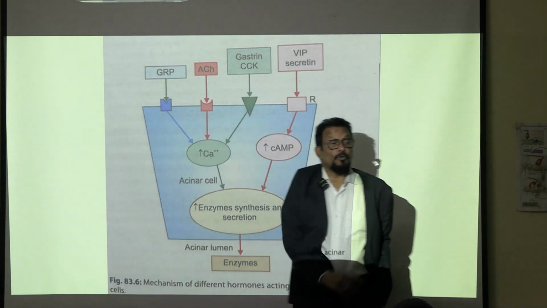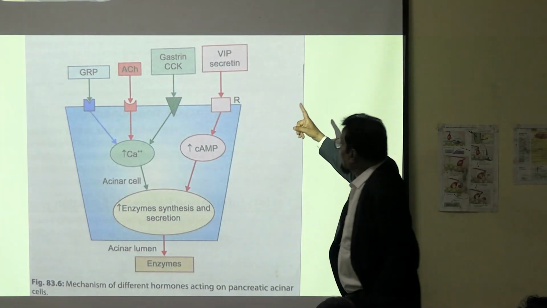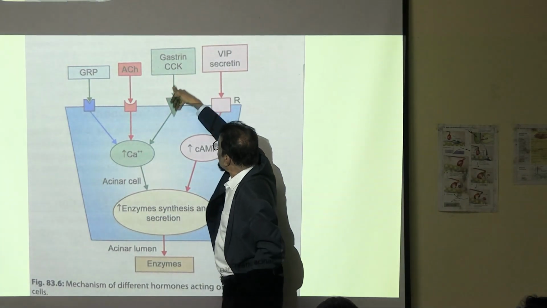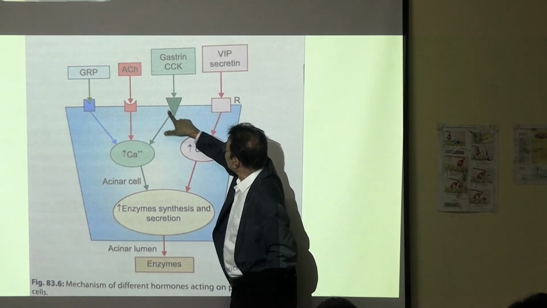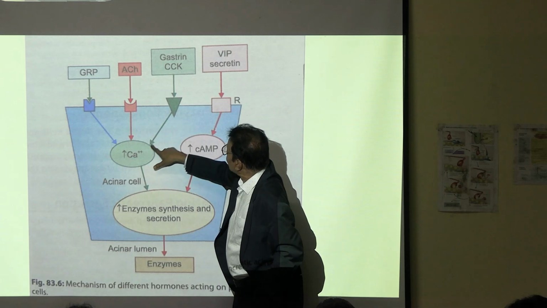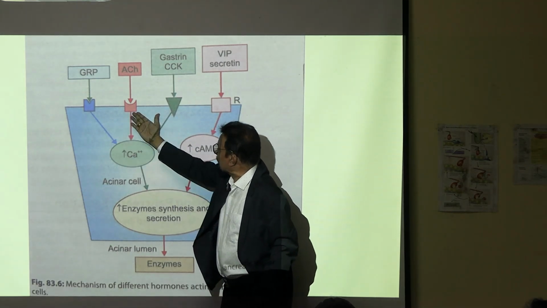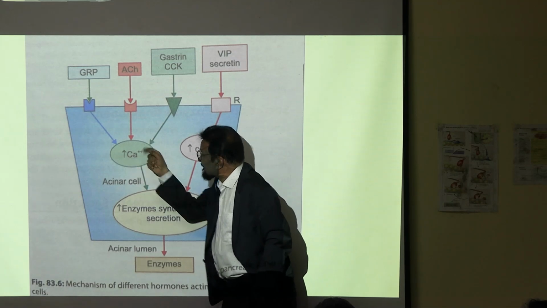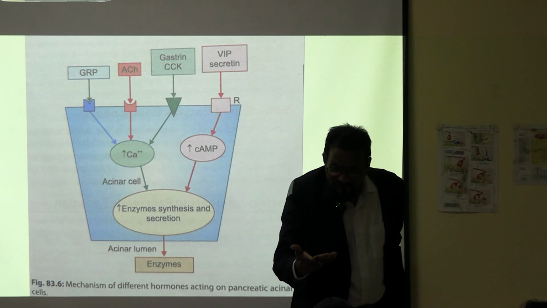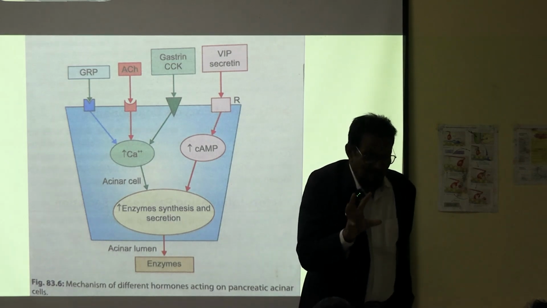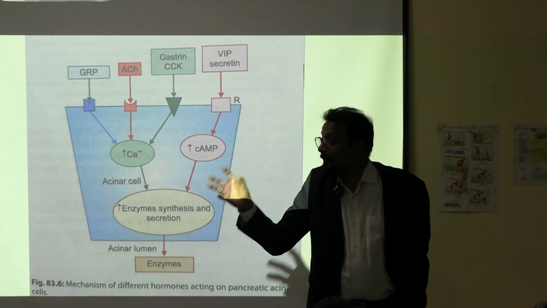Gastrin, CCK (cholecystokinin), and secretin also have receptors that will stimulate this cell, and their second messenger is calcium ion. All this will produce an increased level of calcium ion, and this increased calcium will help exocytosis of vesicles, the zymogen granules having a lot of enzymes.